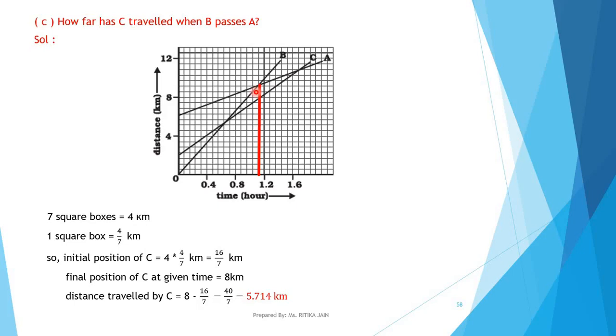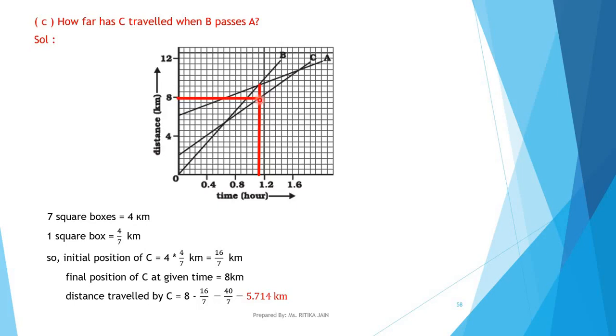Okay. Now, we have to calculate the distance travelled by C when B crosses A. When we have an intersection between object B and A, then what will be the distance travelled by object C? So, definitely this perpendicular will cross the object C. As you can see here, this is the point of intersection at the slope of object C.